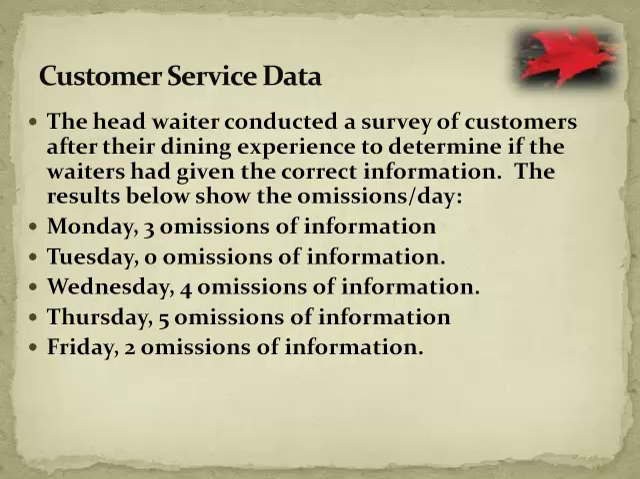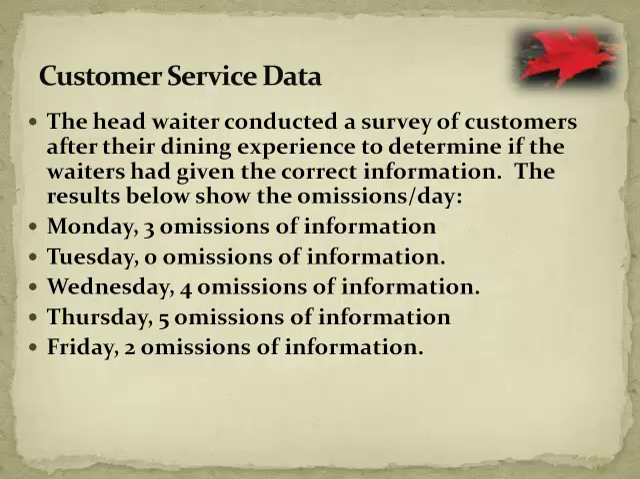So I had my head waiter conduct a survey of customers who were leaving the restaurant and just asked them some questions to see if the waiter or the waitress had done everything that they were supposed to do. So on Monday, out of all the customers that the head waiter talked to, he found that there were 3 instances where there was an omission of data. That is, there were 3 tables where all the information was not given. On Tuesday, there were no omissions. That is, all the tables, all the customers, all the information was given to them.